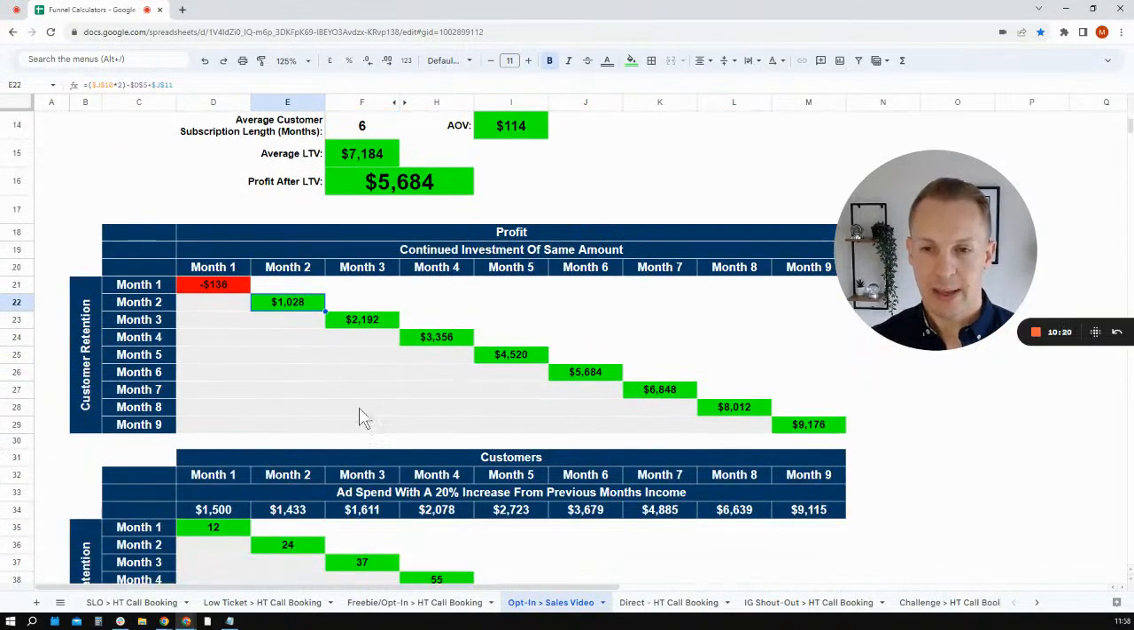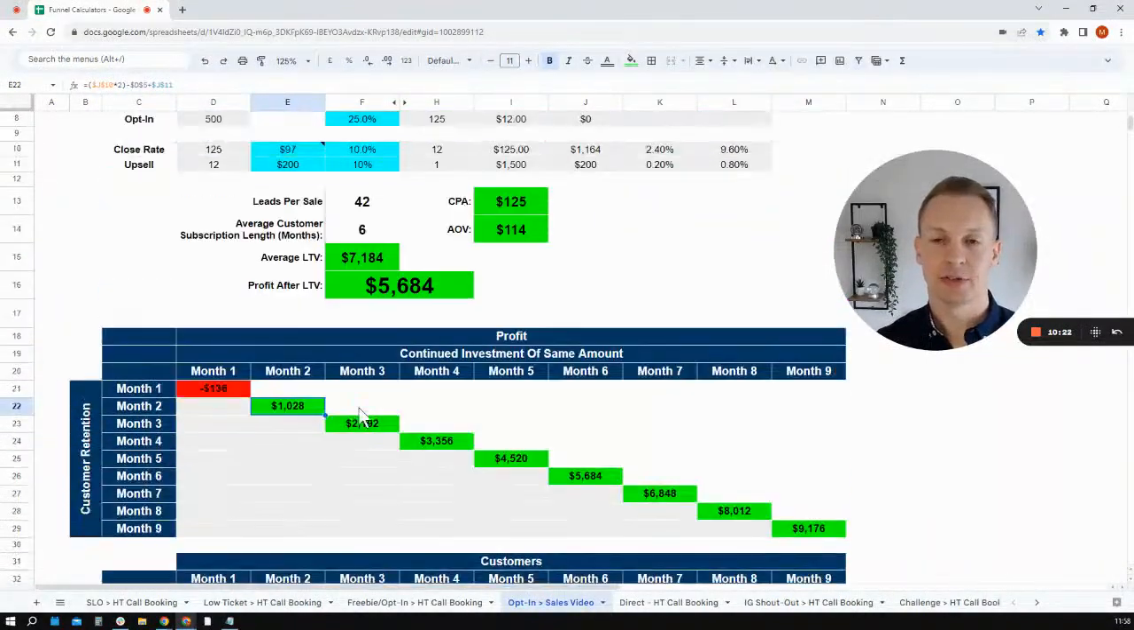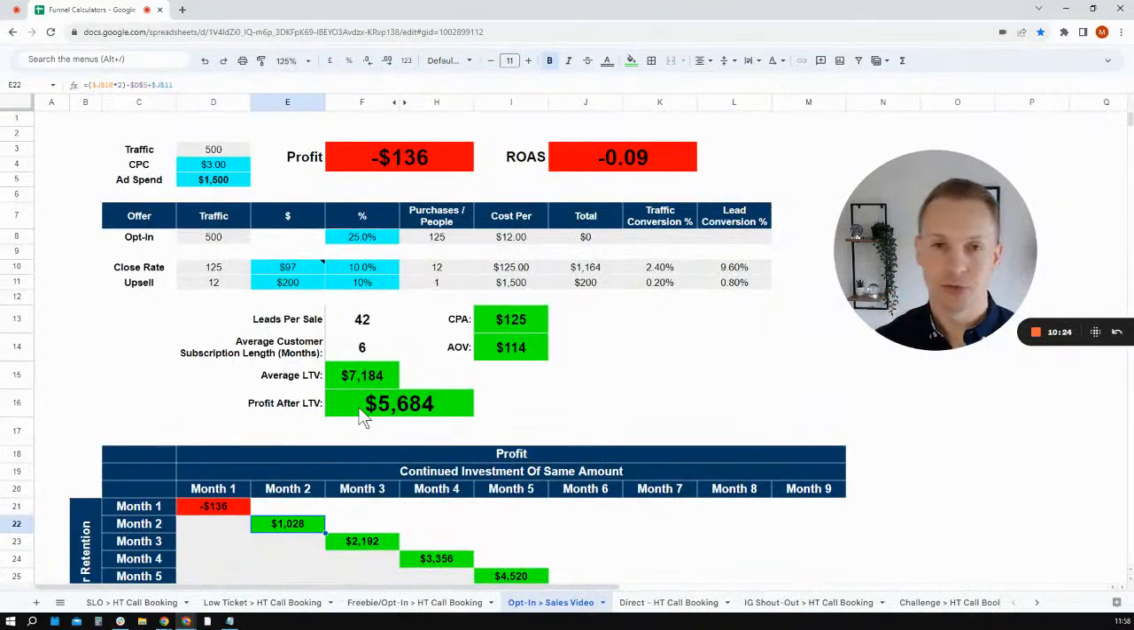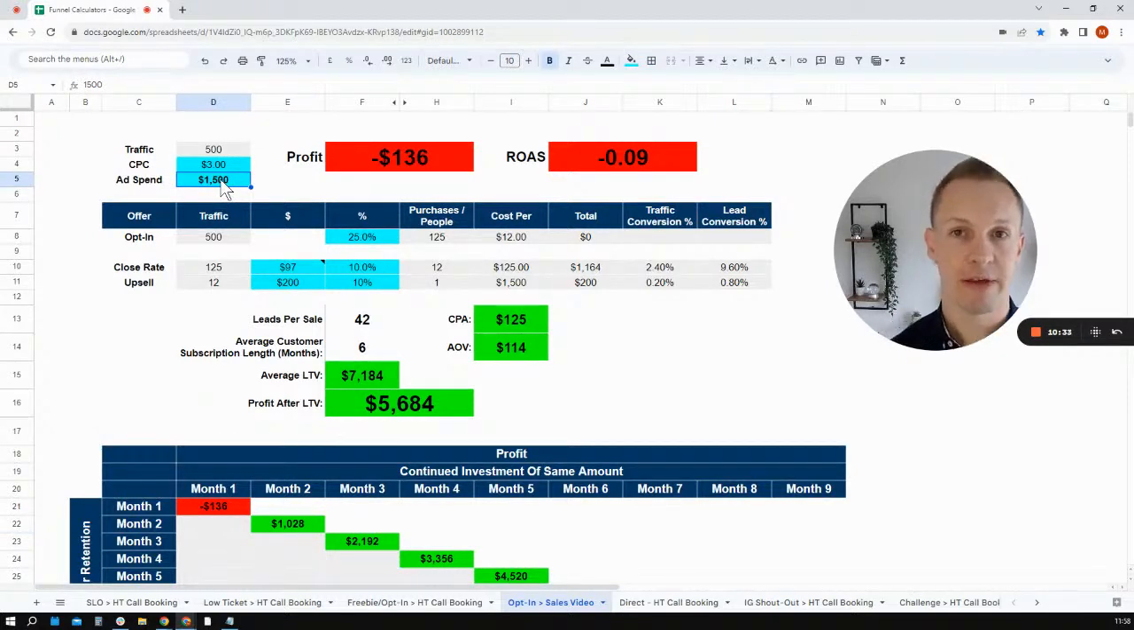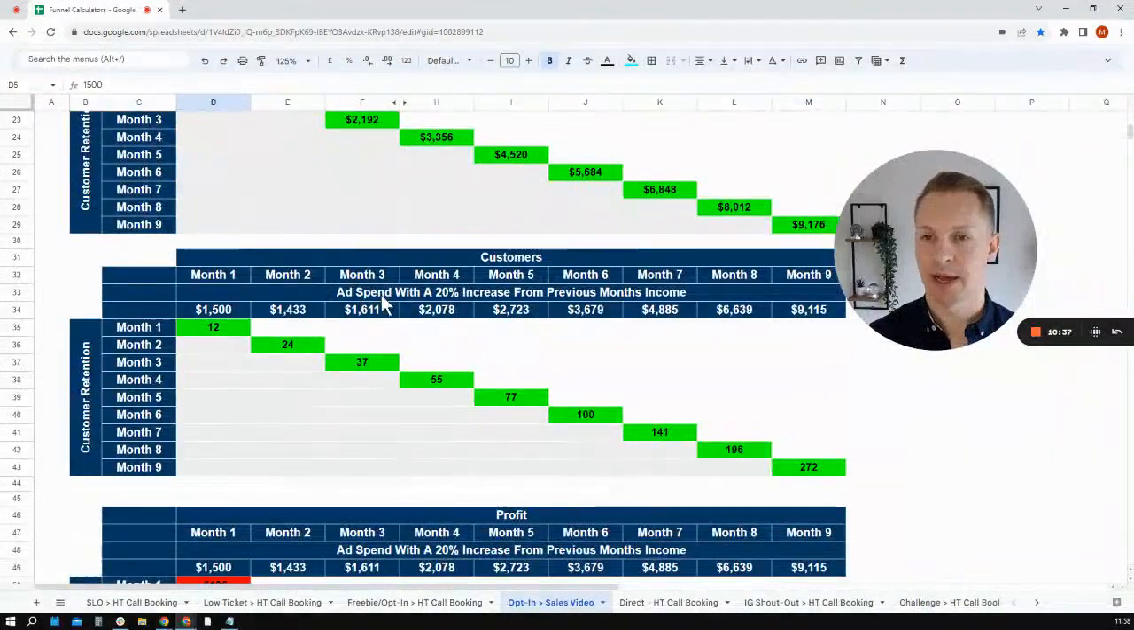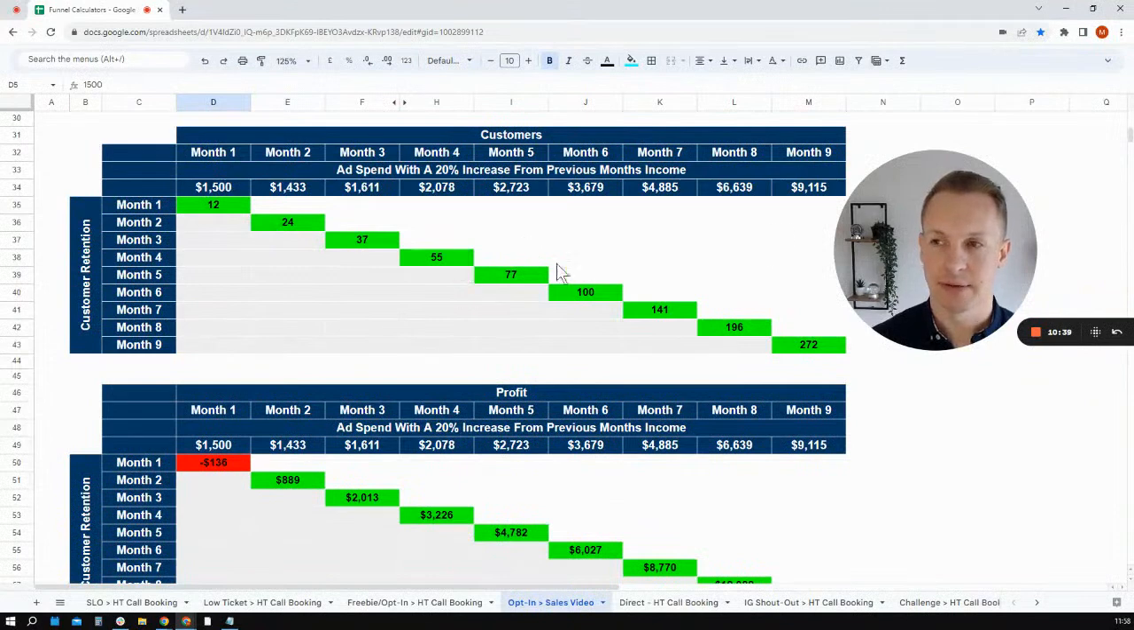But from my point of view, I do not plan on just spending this amount of money every month. I want to scale. I want to grow. I want to get more customers every single month. I want to have more revenue, more profit every single month. Which is why I put together these couple of calculators down here as well.